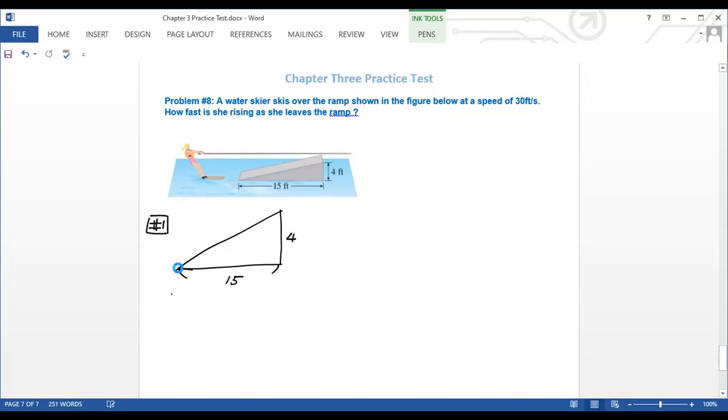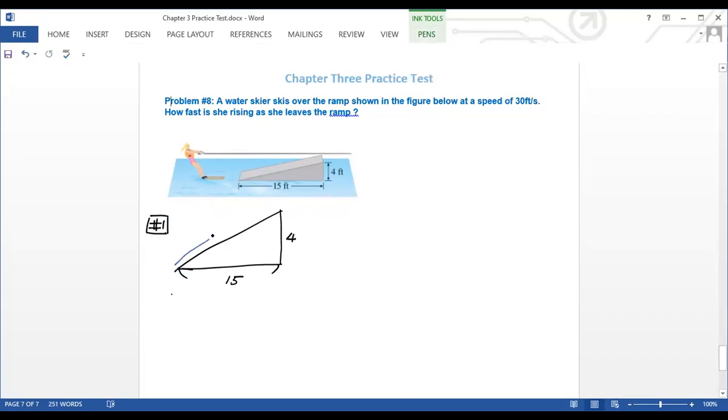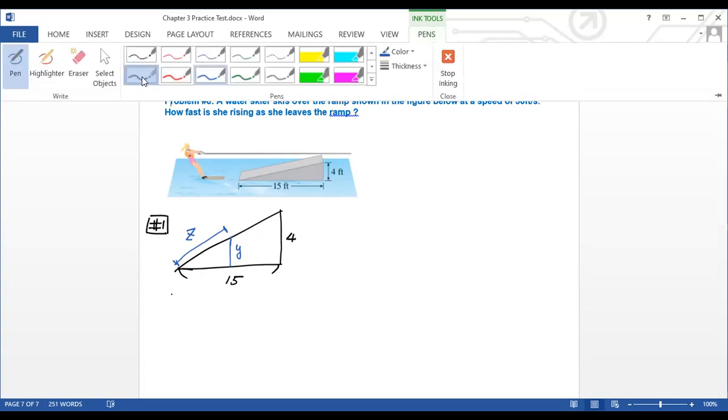Then when this girl goes up here, basically like in here, we go up. Let's say this is the z, right? And what is here? I call this y, that is how high she is here.